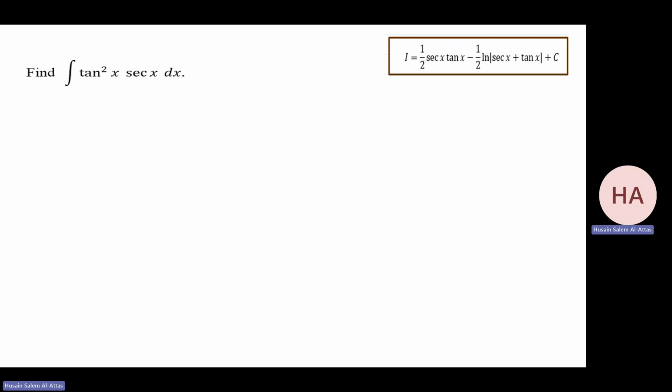Now tan² x secant x. How to do that? Yeah, I can take it as (secant² x − 1) times secant x dx.